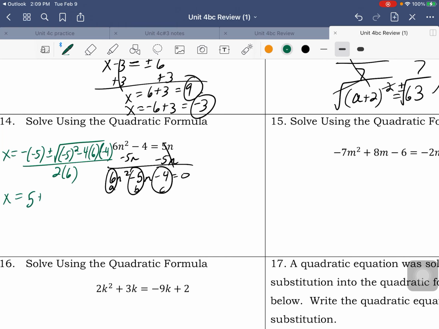Simplify this down. You have 5 plus or minus the square root of 25. 4 times 6 is 24, and 24 times negative 4 is negative 96, I believe. That's a positive 96 because there are 2 negatives. So it becomes a positive 96 over 12. You have 5 plus or minus the square root of 25 plus 96, which is 121.